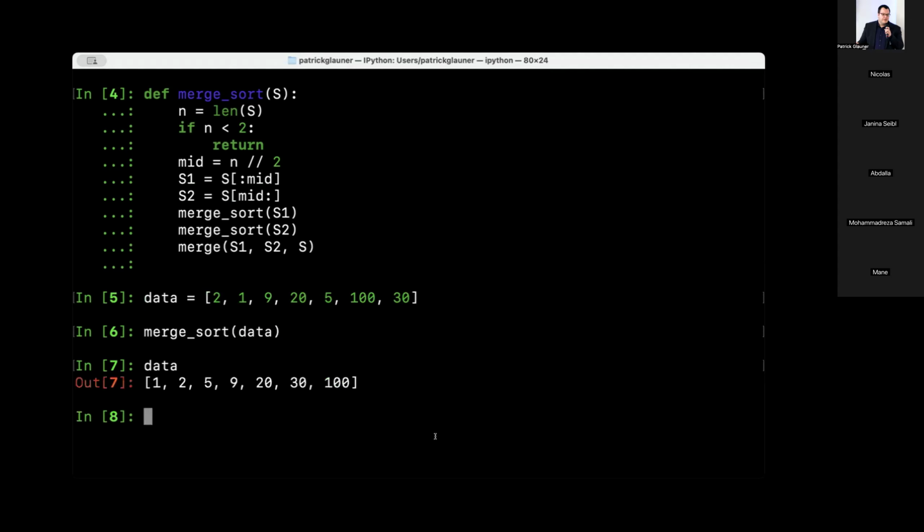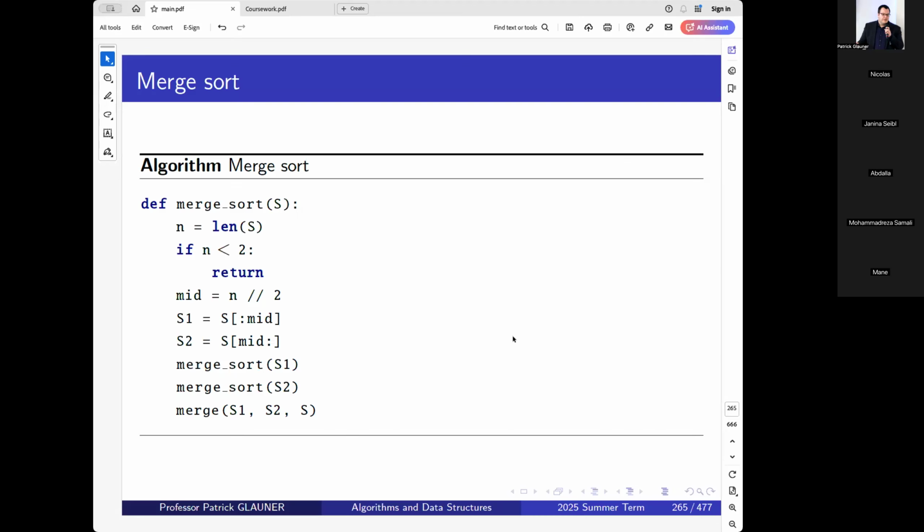Let's see if the data was sorted. Yeah, it was sorted. So it works. All you need to do at home is implement merge, which is a few lines of code. And it makes sense to split this into a separate function just in order for this algorithm to be understandable.